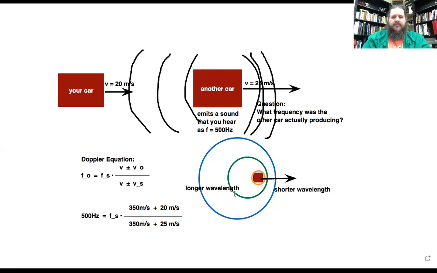Got it. Okay, that makes sense. Thank you. And since it's the denominator, to get a smaller result, we want the denominator to be larger. So we would use plus here. Any other questions on that so far?